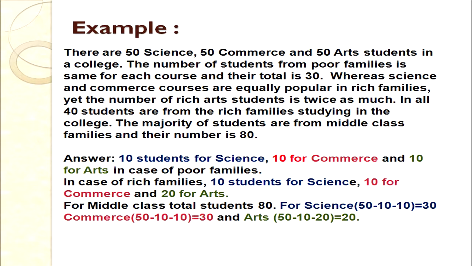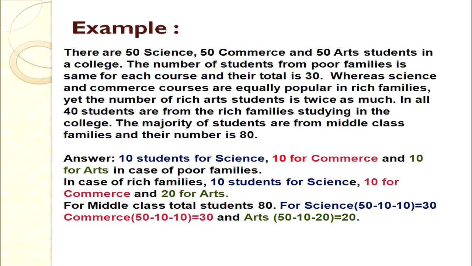In all, 40 students are from rich families studying in the college. So, they are giving us how many students for the rich class: 40 students. The majority of the students are from middle class families and their number is 80. So, first step, I will classify my raw data into science, commerce and arts for each category: poor, middle class, and rich class.